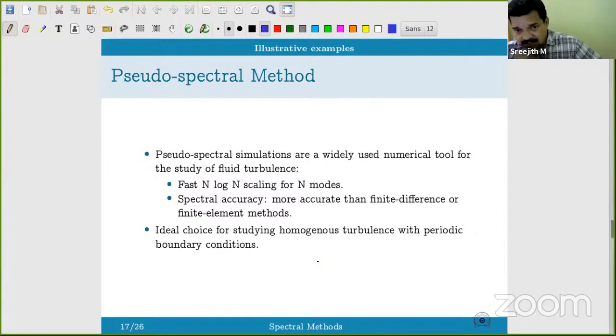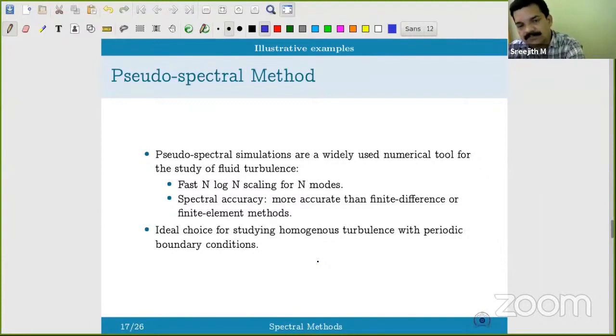Pseudo spectral simulations are a widely used numerical tool for solving fluid turbulence because they are fast. We are taking the Fourier transform and the inverse transform, so only N log N calculations come into play when there are N modes. The accuracy is also higher compared to finite difference and finite element methods, but it can be used only for some limited problems. It cannot be used for complex geometries.